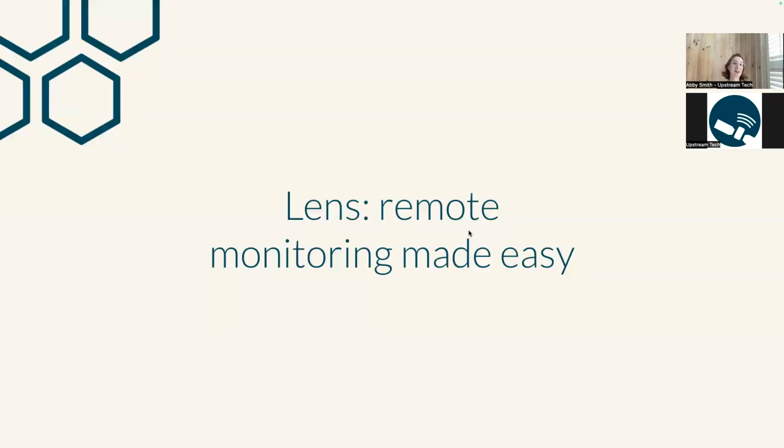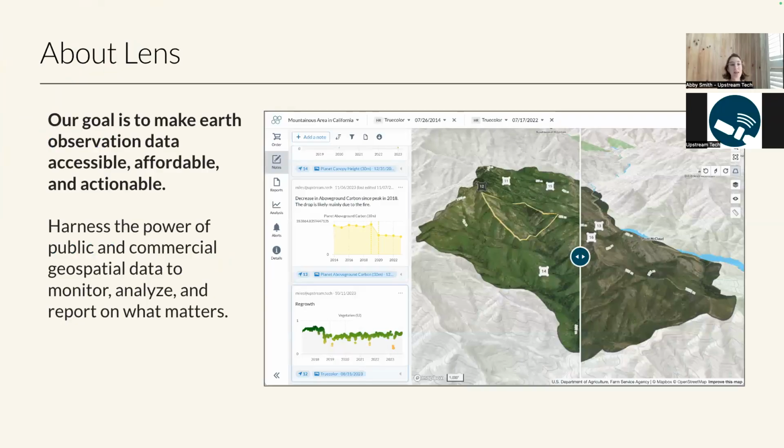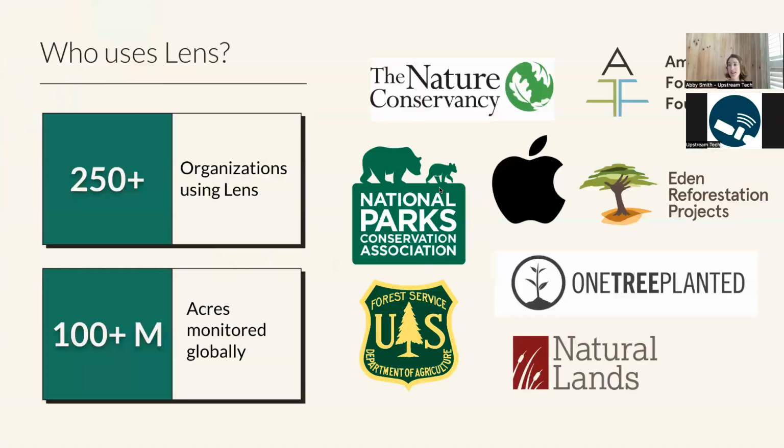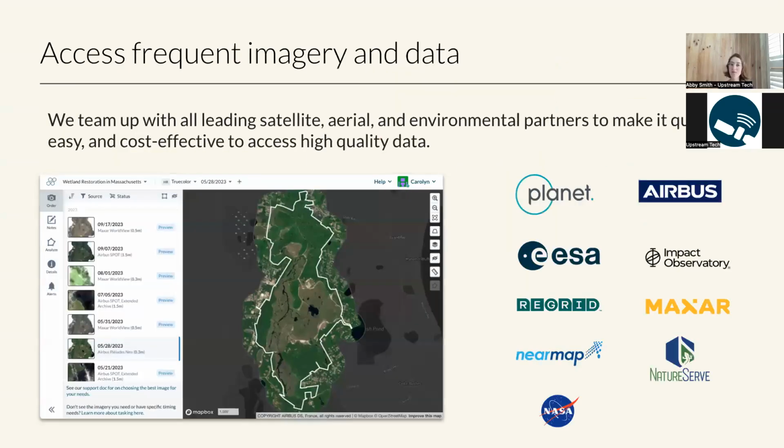So Lens is all about lowering the barriers to entry for remote monitoring. We made Lens to make remote data more accessible and interpretable for everyone, especially those who have faced budget constraints or maybe technical constraints in accessing Earth observation data. We work with a bunch of different incredible partners who are protecting places and managing projects all over the world with Lens. So to quickly recap, what can you do in Lens specifically?